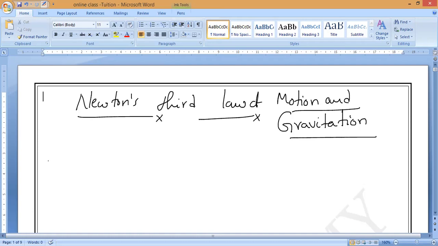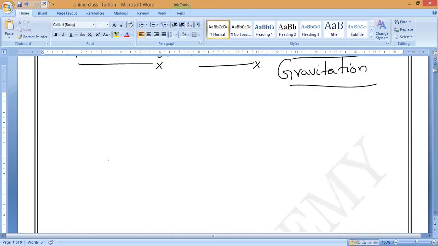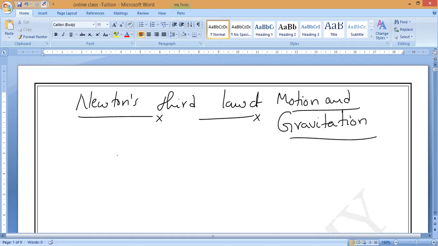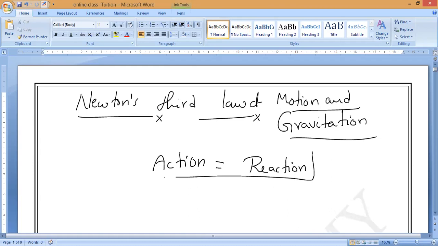Okay, so now let us discuss what we mean by Newton's third law of motion and gravitation. As we know, what is Newton's third law? Please respond, everybody. Every action has an equal and opposite reaction. Action is equal to minus reaction. Opposite means minus only: F equals minus F.